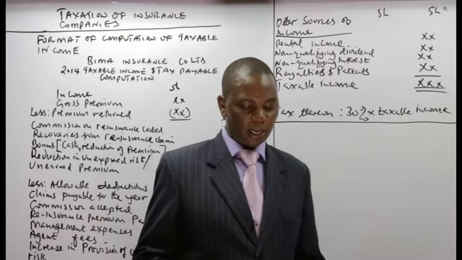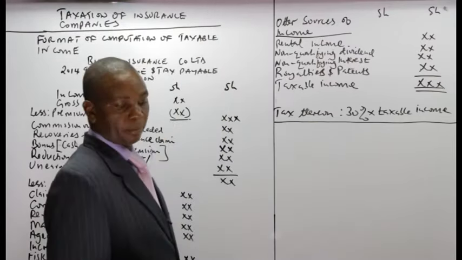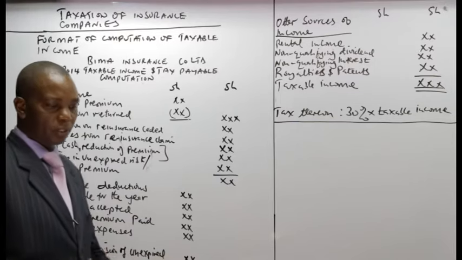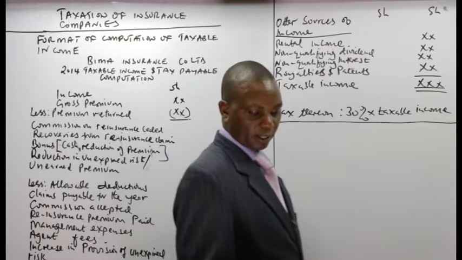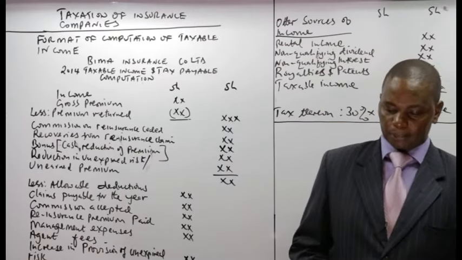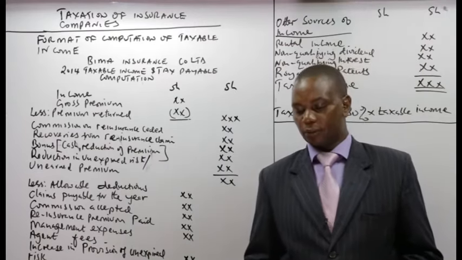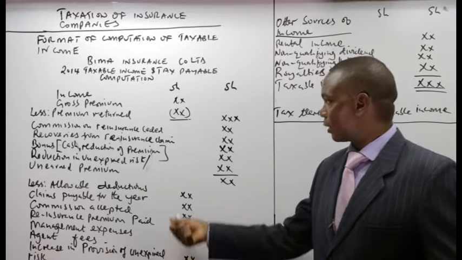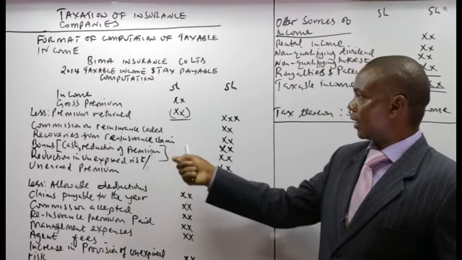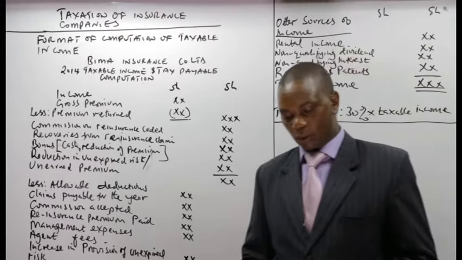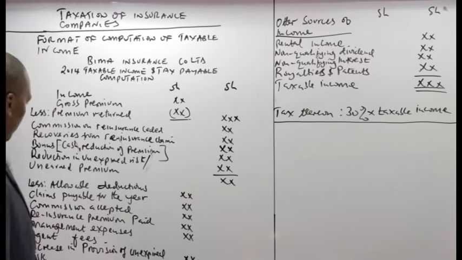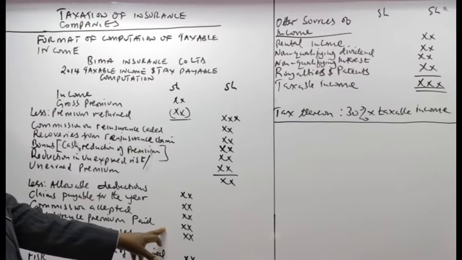Also to be deducted as an allowable expense is the increase in provision for unexpired risk. That is also deductible. We will see the meaning of these terms. The increase in the provision for unexpired risk is deductible provided the provision is estimated using actuarial principles, just like we talked about the reduction here. Then, finally, we also have reinsurance premiums paid. So if there are any reinsurance premiums paid, then they are also to be deducted.